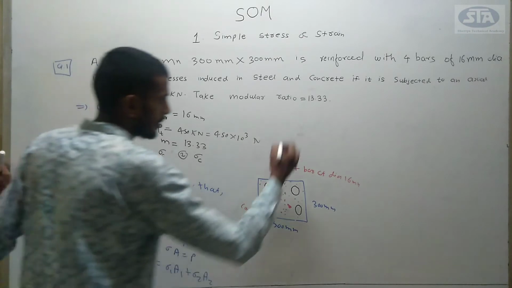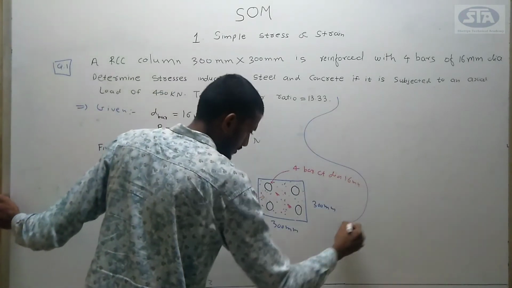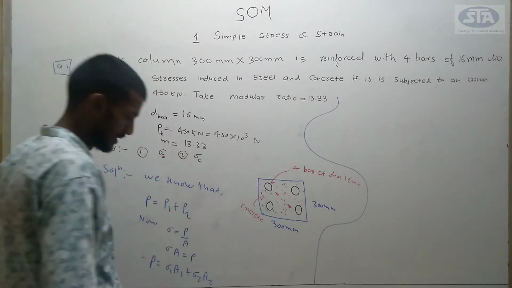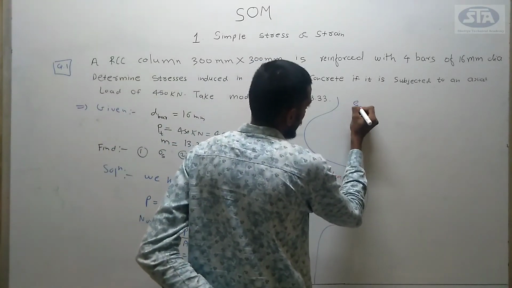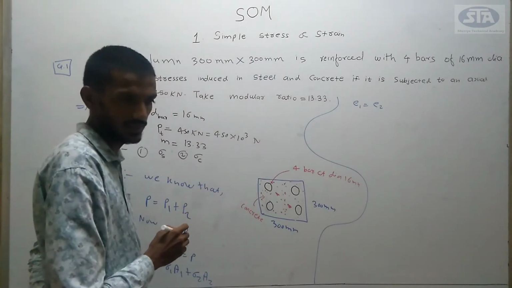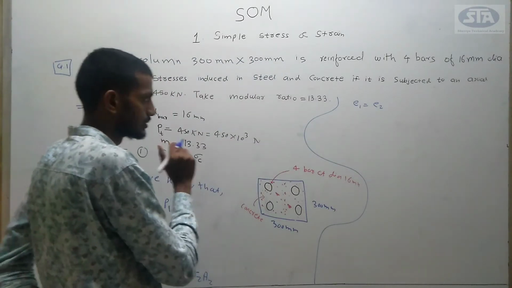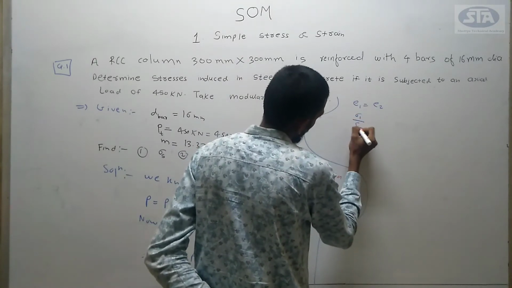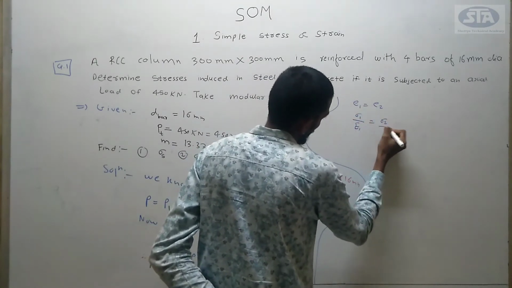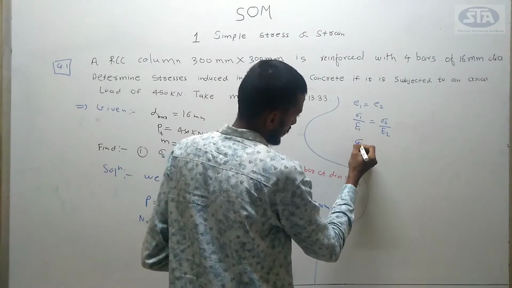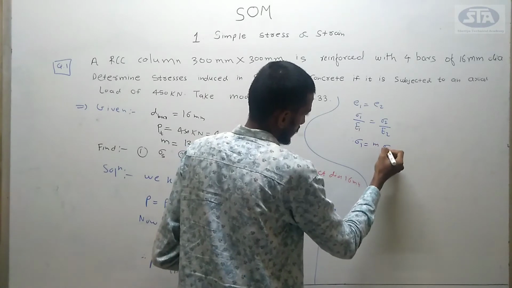Next, we are also given the modular ratio. Then E1 is equal to E2, because we know the strain is the same in both. So sigma 1 upon E1 is equal to sigma 2 upon E2. With further modification, sigma 1 is equal to m times sigma 2.